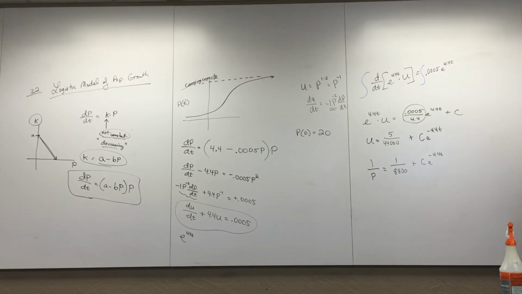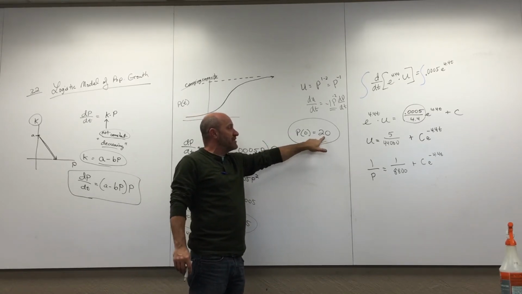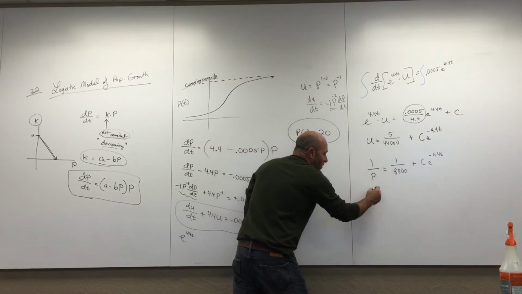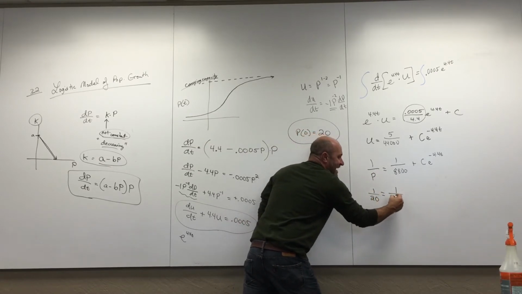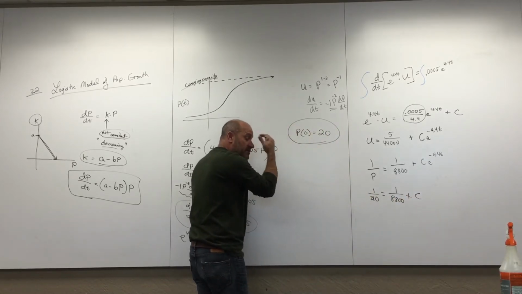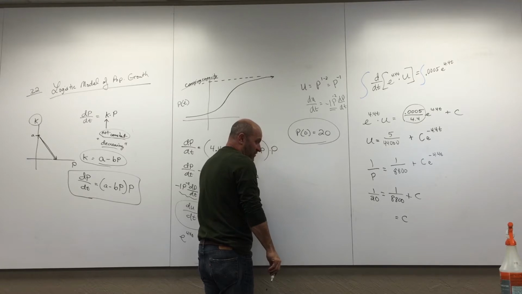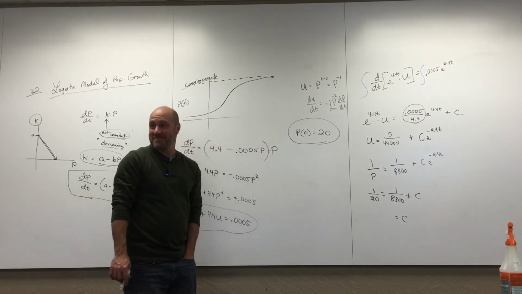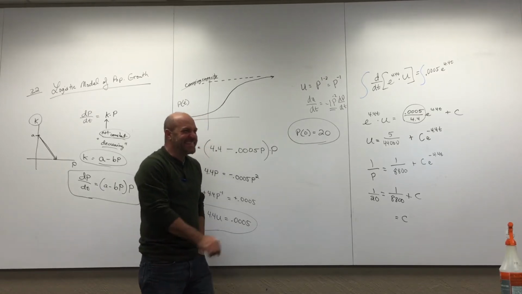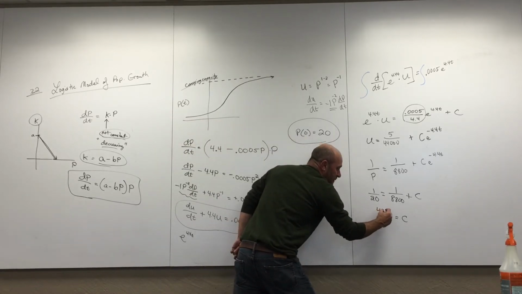What do I do now? You're going to use your initial condition. My initial condition says when t is 0, the initial population of frogs is 20. So 1/20th equals 1/8800th plus c. Subtract, and c would be 1/20th minus 1/8800th. I'd like it as exact as I can get it: 439 over 8,800.